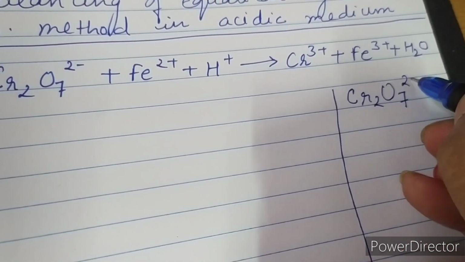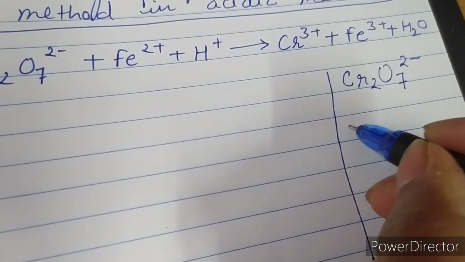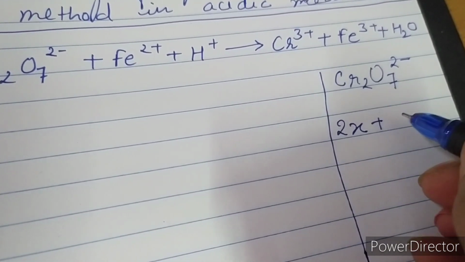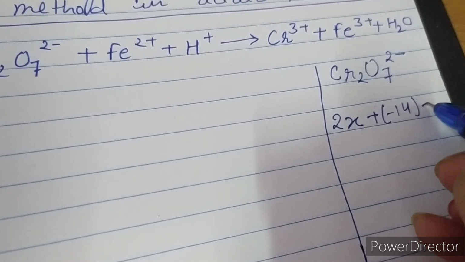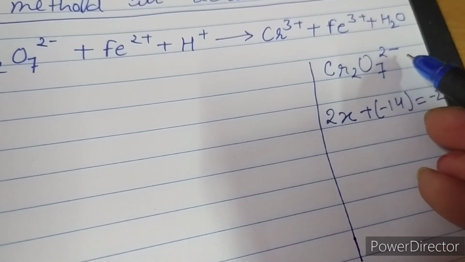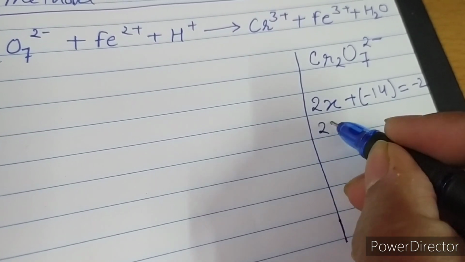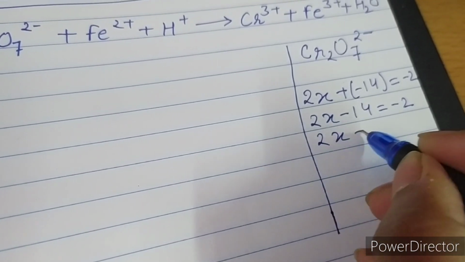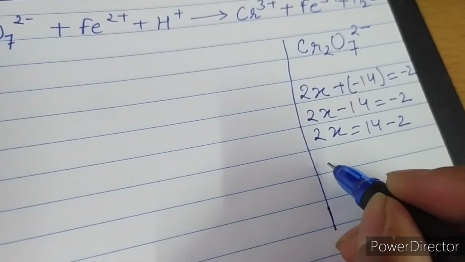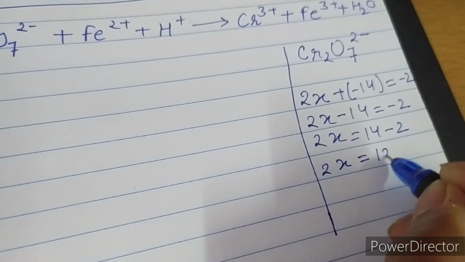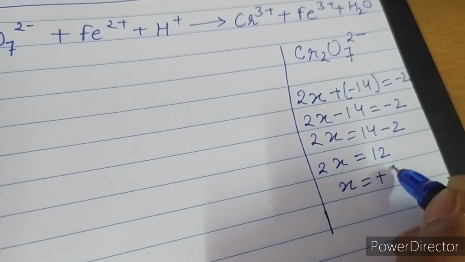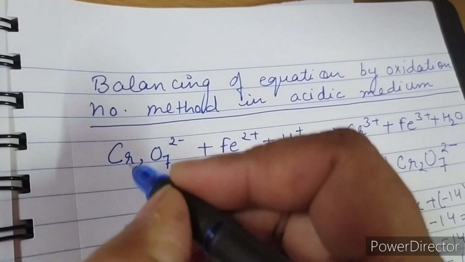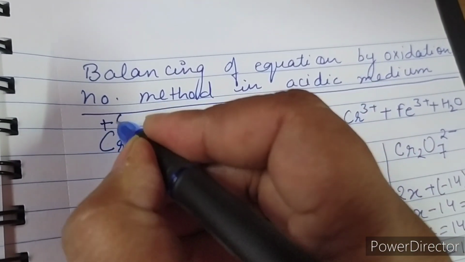Cr2O7 2-. Now here the chromium oxidation number we will take as X, so it will be 2X plus the oxidation number of oxygen, which is -2, and 7 twos are 14, so -14, is equal to -2 because the charge on the ion is -2. Now let's solve it. 2x minus 14 is equal to -2, and 2x is equal to 14 minus 2, 2x is equal to 12, and x is equal to plus 6. So here the oxidation number of chromium comes out to be plus 6. So here the oxidation number of chromium we will write as plus 6.